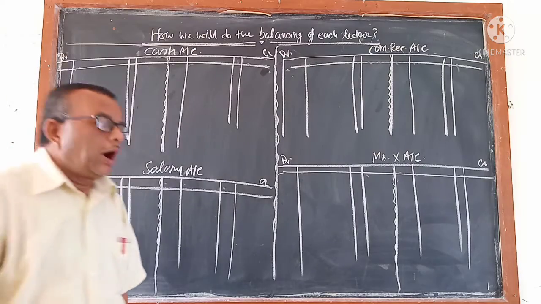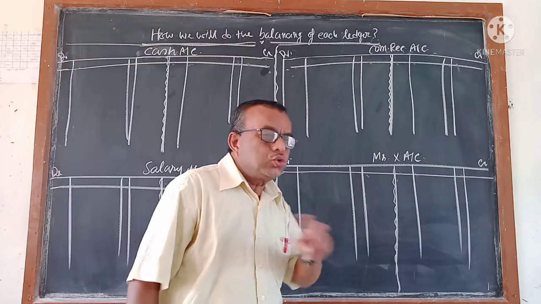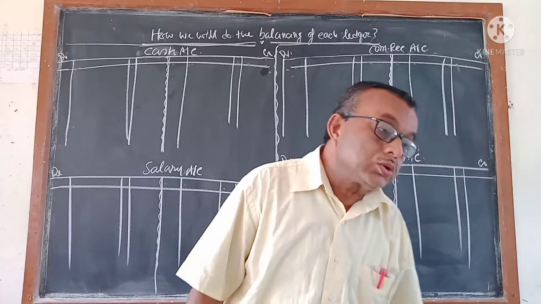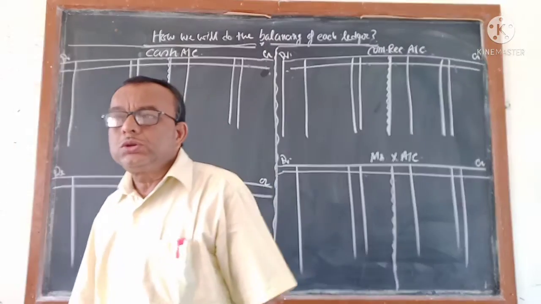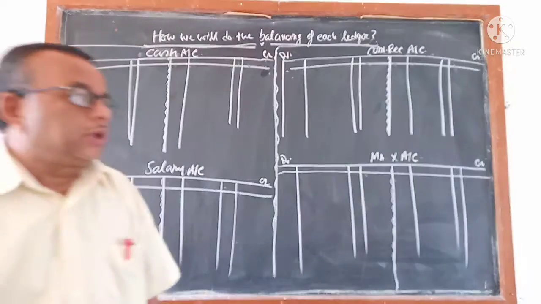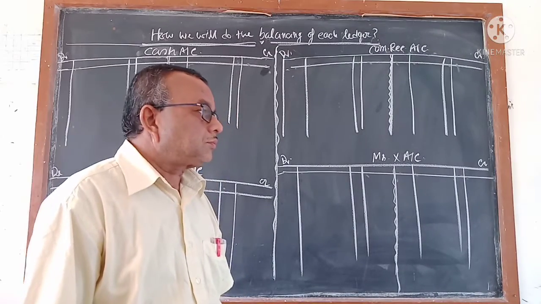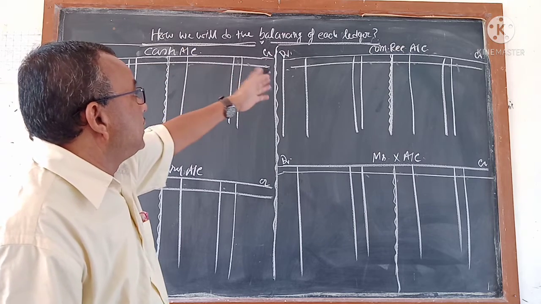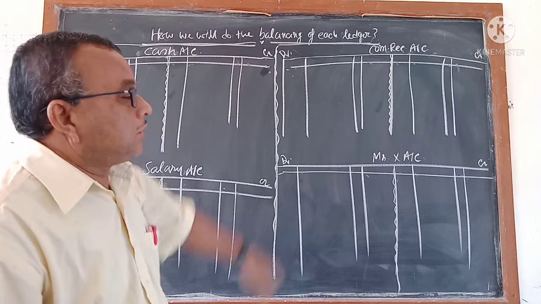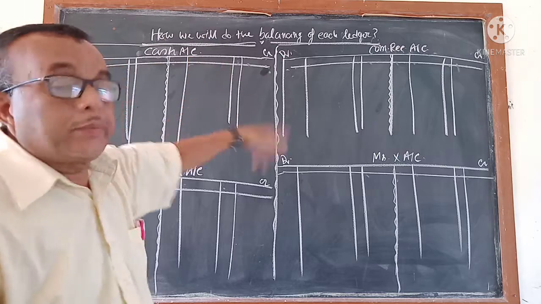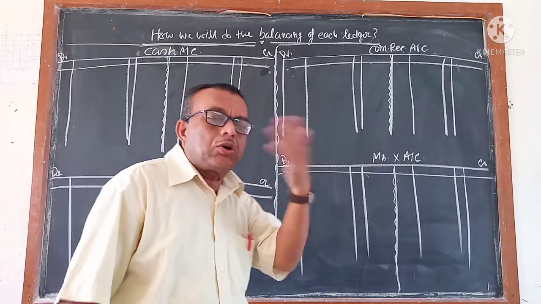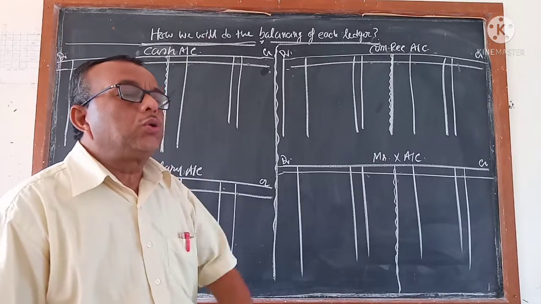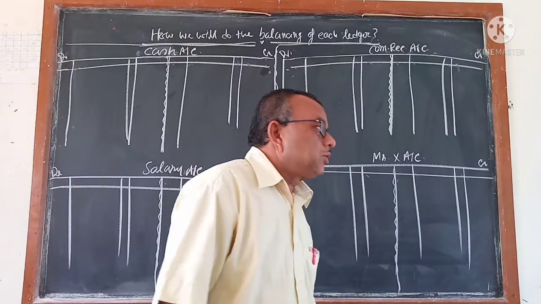Now I will teach you the last two steps together, totaling and balancing. Look at the board very carefully. How will we find out the balance of each ledger? Balancing means totaling and balancing. If you want to do the balancing, the totaling is automatically included. Without doing the total, you cannot find out the balance.